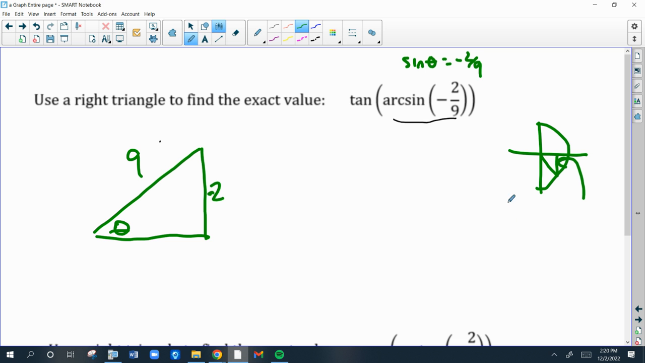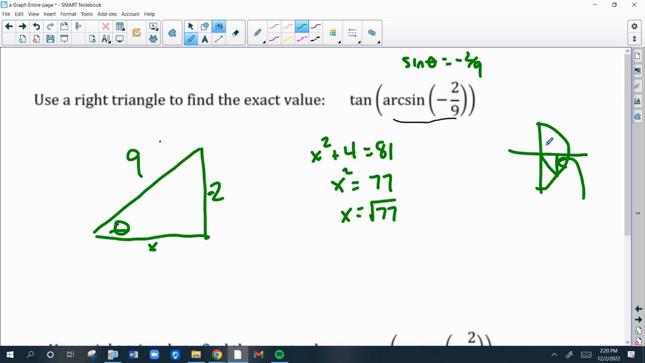So basically, we just need to find the tangent of this angle. And the tangent is opposite over adjacent. We just don't have the adjacent. So Pythagorean theorem will get us that. x squared plus (-2) squared equals 9 squared. So x squared equals 77. x is the square root of 77.